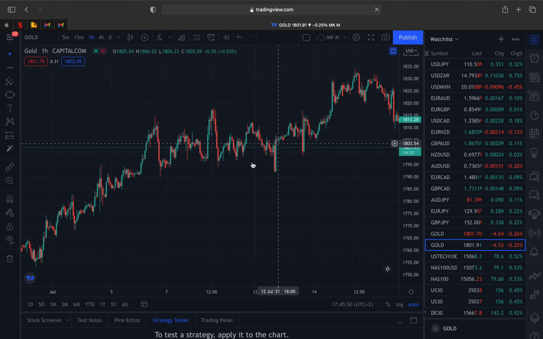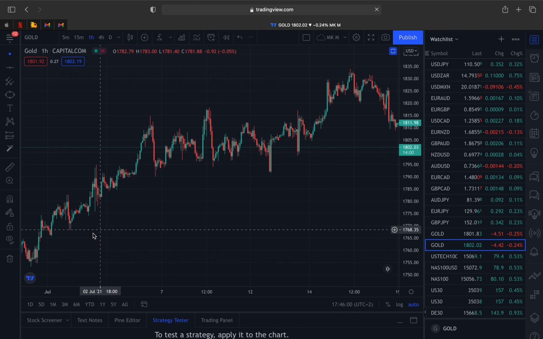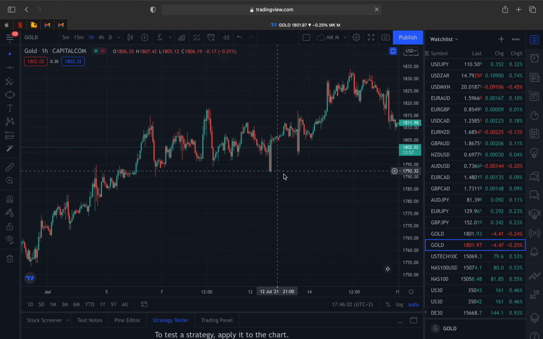That was when I was analyzing. So the head and shoulders is a reversal pattern. What's gonna happen here, as you can see, is we're having an upward trend. A little bit of consolidation, but it's an uptrend.